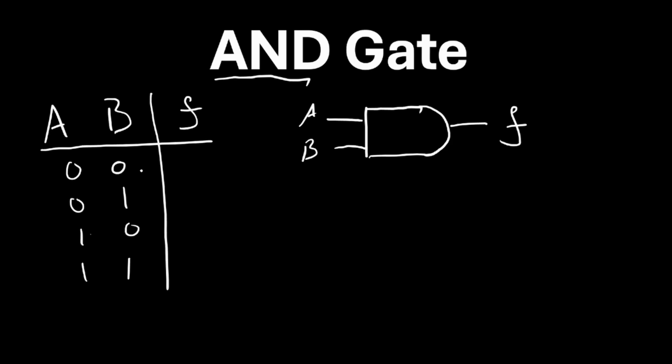We have 0 and 0, so F is going to be 0. 0 for A, 1 for B. Is A and B 0? Nope, just B. So F is still 0. Now we have 1 and 0. A is 1, B is 0. So we don't have A and B as 1, so again, F is 0. Now A is 1 and B is 1. F is on. So that's going to be your AND gate.